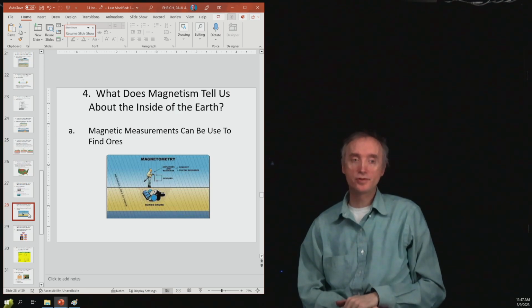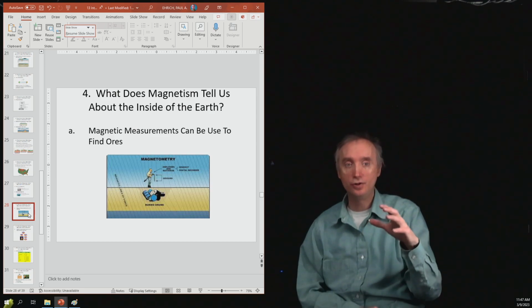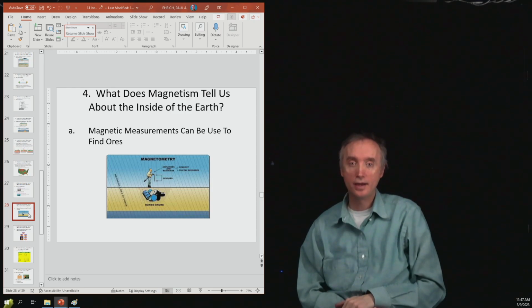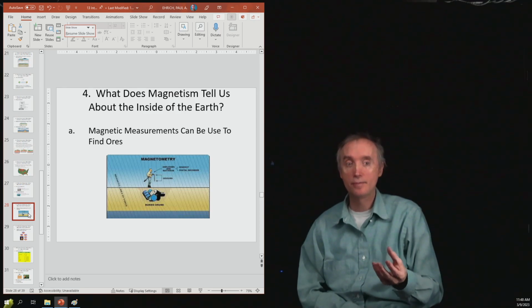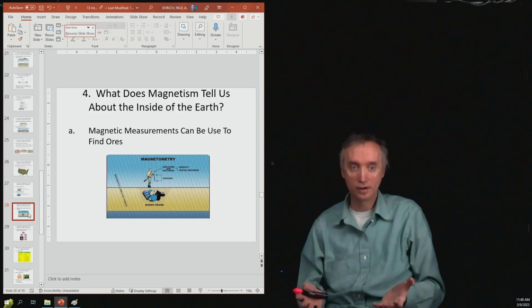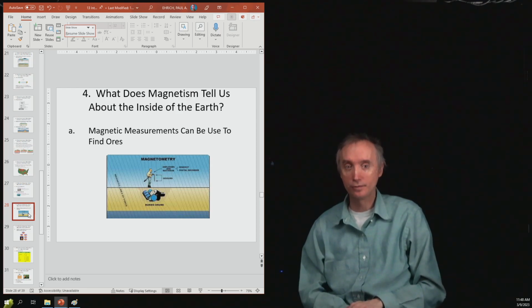Okay, so the first use of magnetism in mapping the inside of the Earth would be just to detect deposits of ore. Just like a regular metal detector can detect a bottle cap, you can take a magnetometer and move it over a deposit of iron, and it would be able to detect that metal buried underneath the ground. And the larger the deposit of the ore, the more electricity would be generated, and you would have a larger readout on your magnetometer.